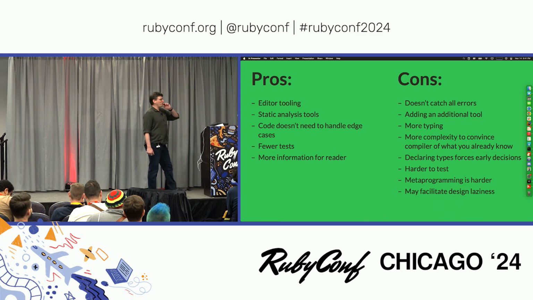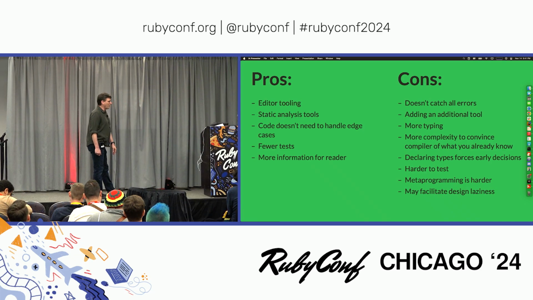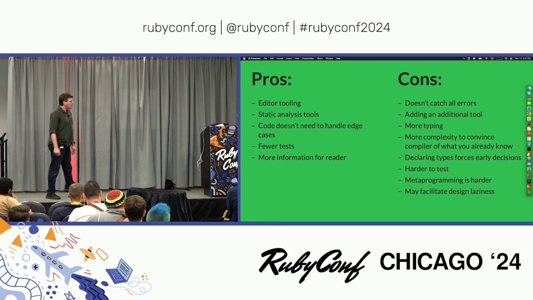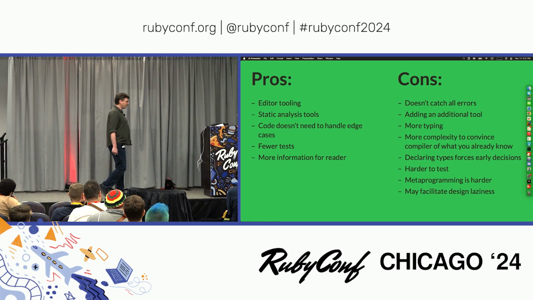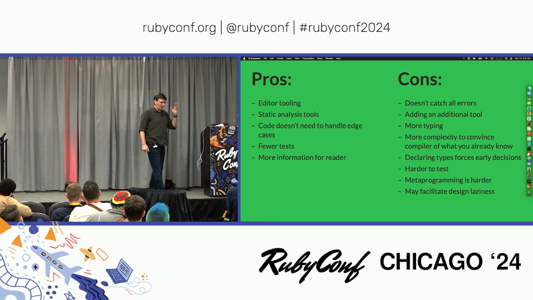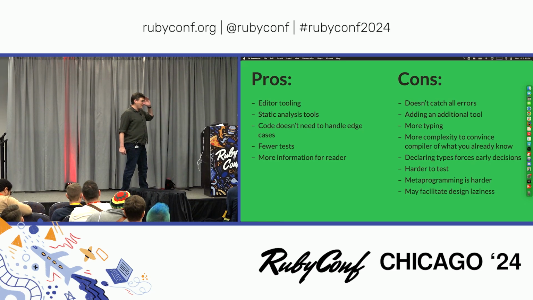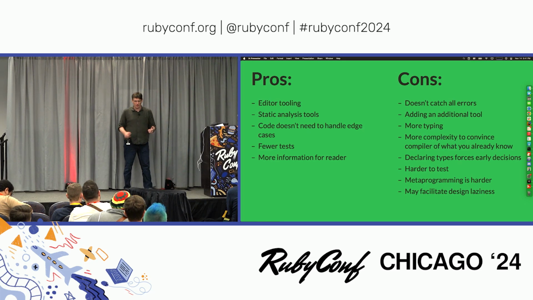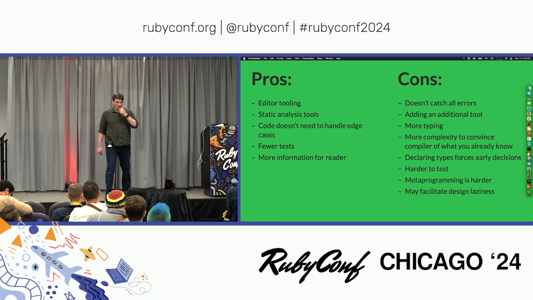So the things that I think are in favor, good points about static typing. It does still have better editor tooling. It may not forever, but it does right now. And static analysis tools. The code doesn't need to handle edge cases. So all of this stuff about handling nils and null objects all kind of goes away in the right static typing system, because nils are just errors. They just don't happen, which also means you need to write fewer tests. And it also means that you probably have more information on the page for the reader about what the intent of the code is. To me, those are the positives.